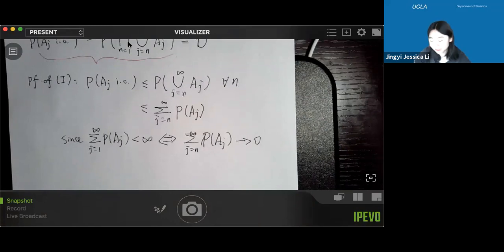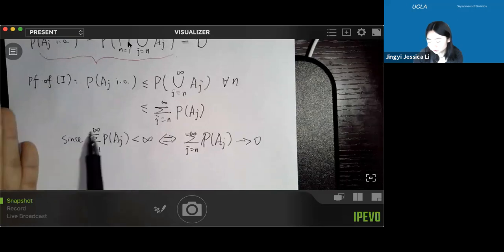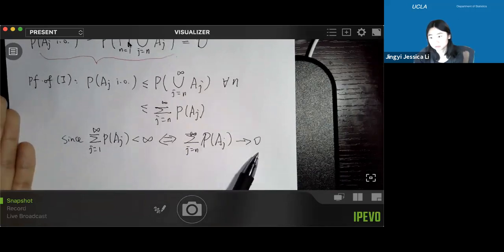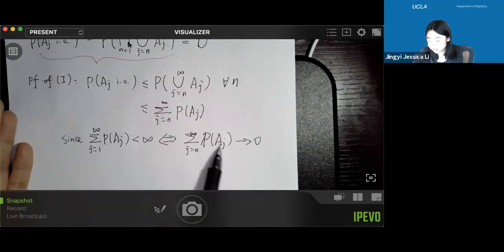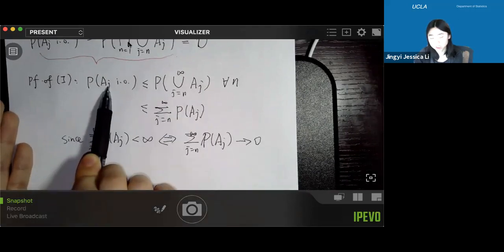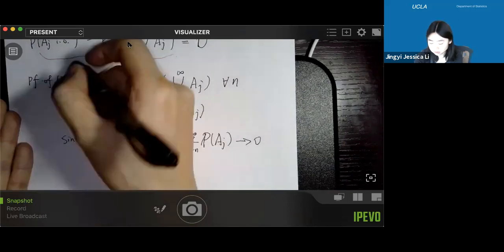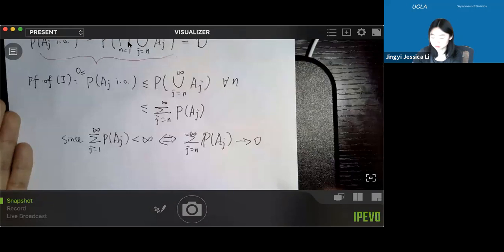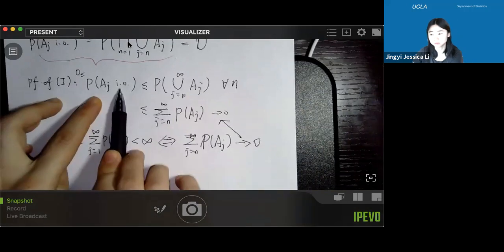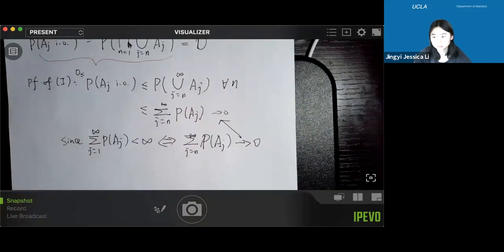So in other words, if we have a finite sum of a sequence, then we know that as we get later into the partial sum, it must go down to 0. That's the requirement for the convergence of the series. And this thing is giving us an upper bound on this infinitely often event. And because this is lower bounded by 0, and if the upper bound is going down to 0, then we know this thing must be 0. That's it. Okay, that's the first part of the Borel-Cantelli Lemma.